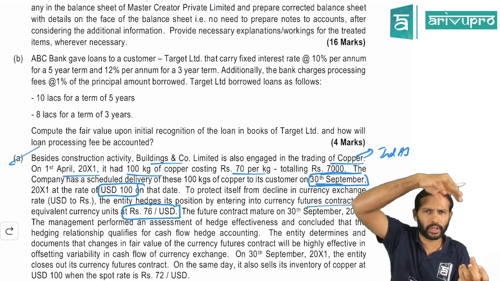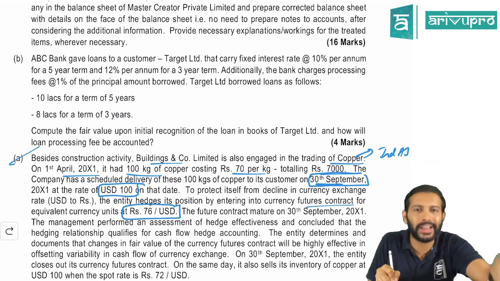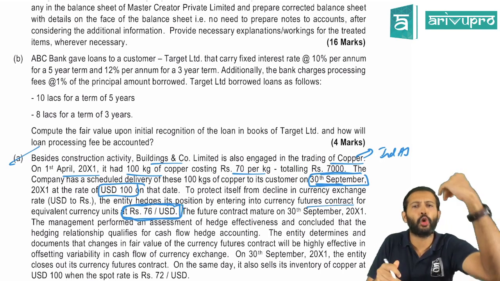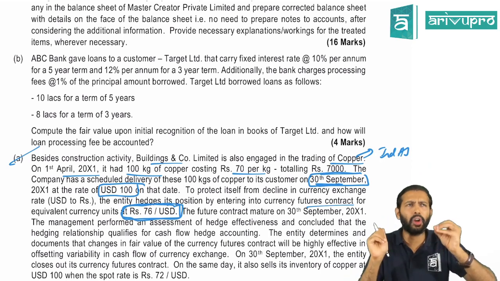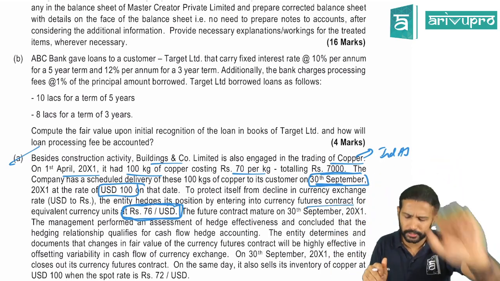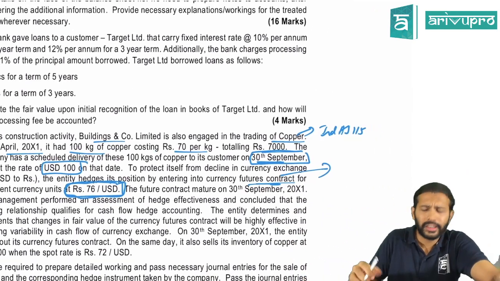So they have to sell these dollars, right? The selling rate they have fixed on 30th September by entering into a future contract at 76 per dollar. No matter whatever the exchange rate is, we have already frozen our rate. That $1 I will sell at 76 rupees on 30th September. That we have frozen through this future contract. Awesome. So that means this is our derivative.